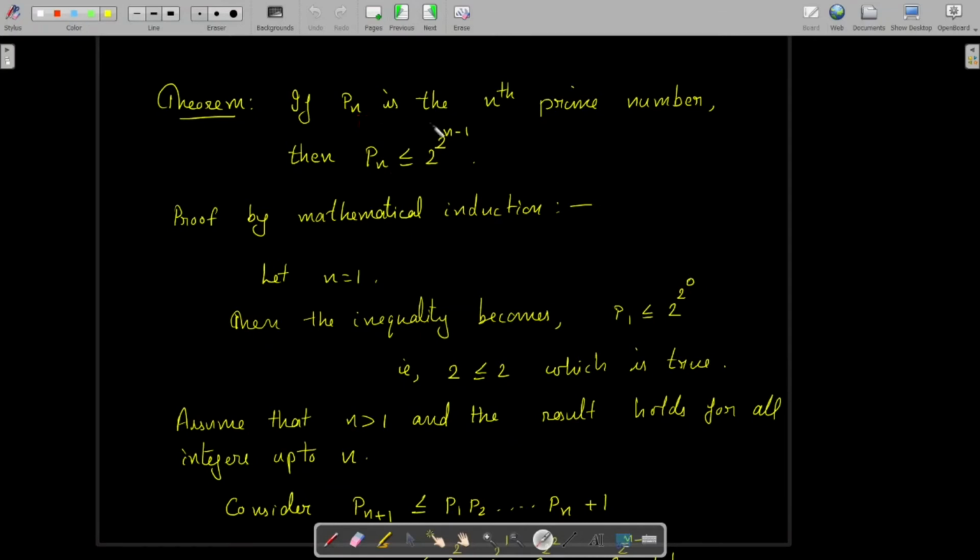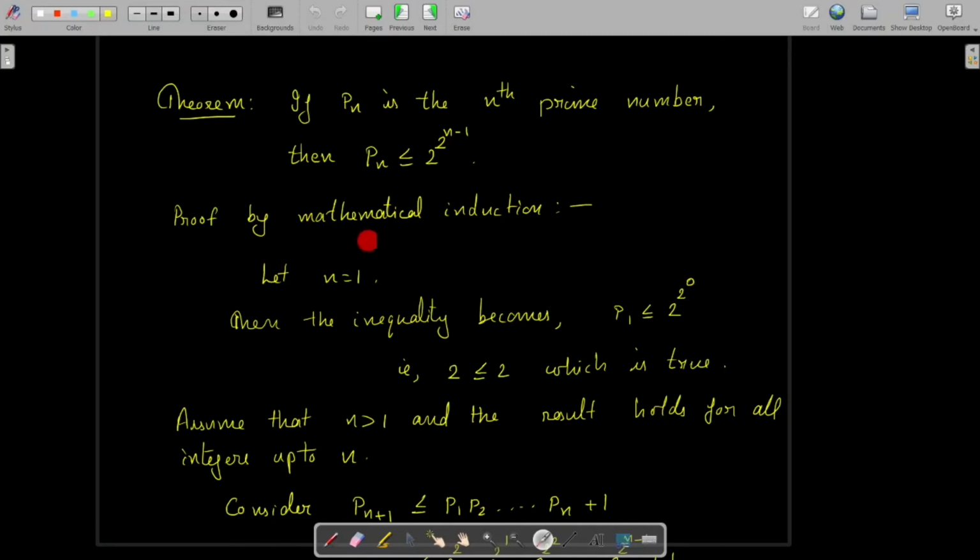If Pn is the nth prime number, then Pn is less than or equal to 2 raised to 2 raised to n minus 1. This inequality gives an upper bound for the nth prime number. That is, the nth prime number will always be less than or equal to 2 raised to 2 raised to n minus 1. It gives us some idea about the position of the nth prime on the number line.